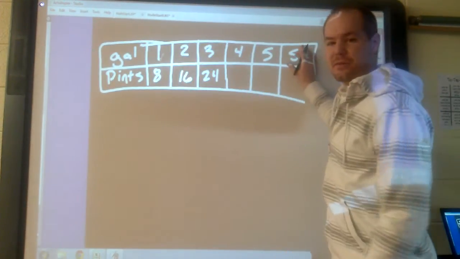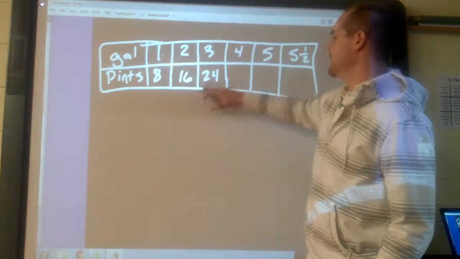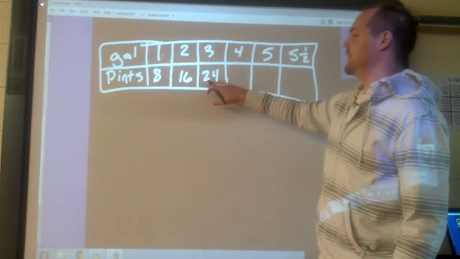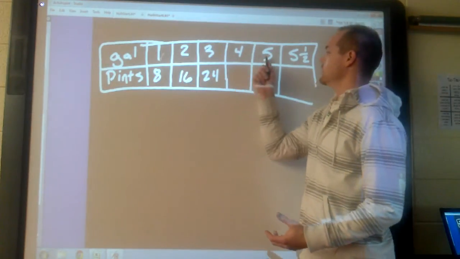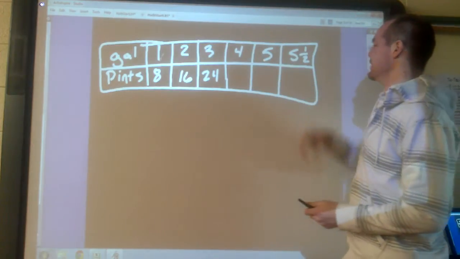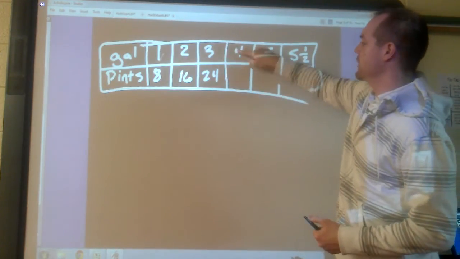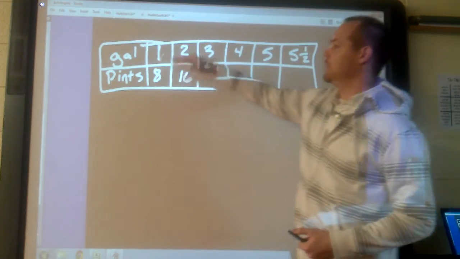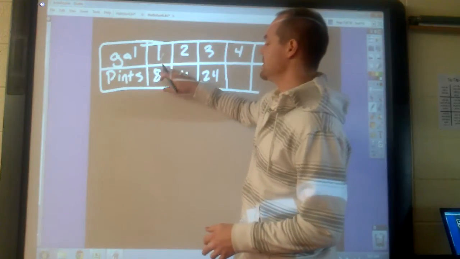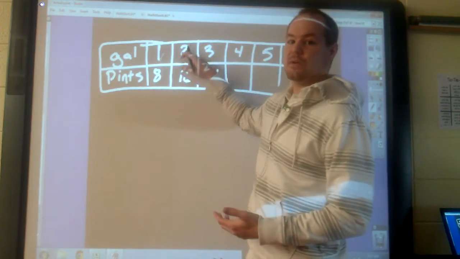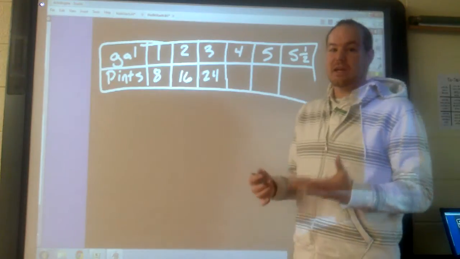I guess that pattern doesn't work for this next one. Here our pattern is 8 plus 8 is 16, 16 plus 8 is 24. That might work as long as these are only increasing by 1, but it doesn't look like that would work here. So what we have to do is figure out maybe a pattern that goes from top to bottom. If we get from 1 gallon to 8 pints, I know that 1 times 8 is 8. Does that work for the second one? 2 times 8 is 16. 3 times 8 is 24. So it does look like it works.